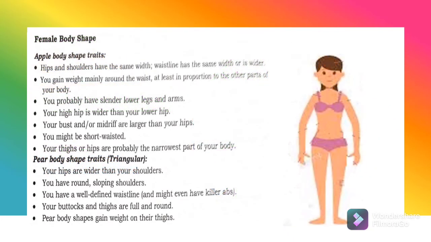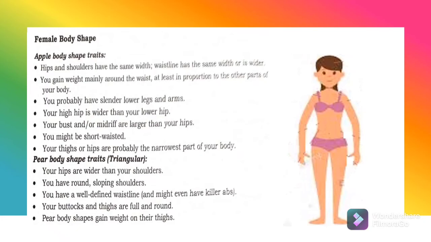Female body shape. Look at the image. What do you notice? There are 2 body shapes of a female. Okay? The apple body shape traits and the pear body shape traits. So, what are the characteristics of the apple body shape?